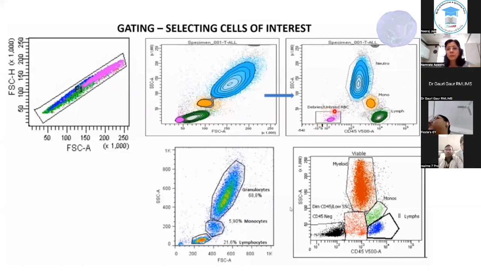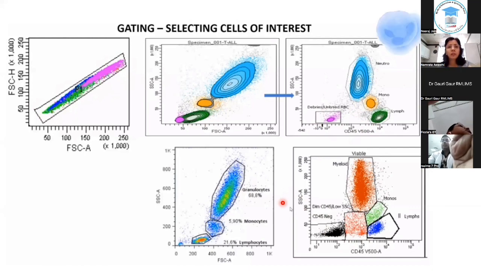We can get rid of the debris here. And obviously, in our analysis, we'll need to find out what are the properties of this cell population, of this cell population, and this cell population. So we need to make regions or gates around it.